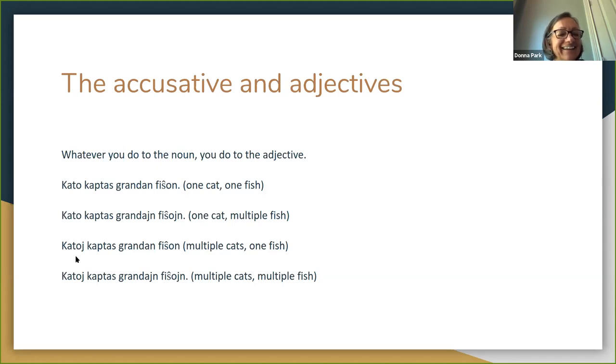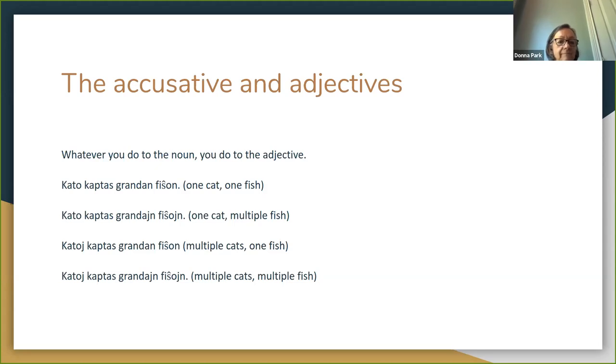Now, somebody else, what about this one? Katoj kaptas grandan fishon. Bob, if you're talking, you're on mute. I see your mouth moving, Bob, but you're on mute. Bob, yes. Heard, are you? Yeah. Yes, I'm back. Multiple cats catch one fish. Yes, multiple cats catch one big fish.